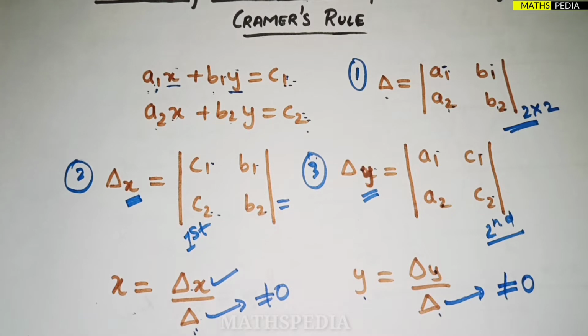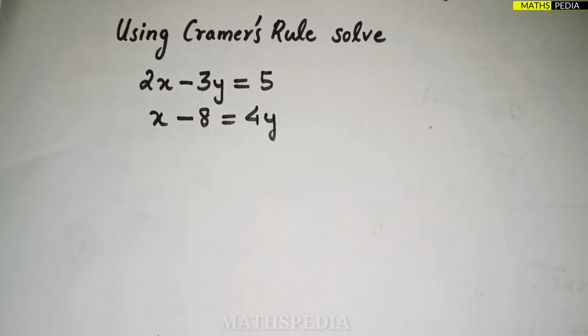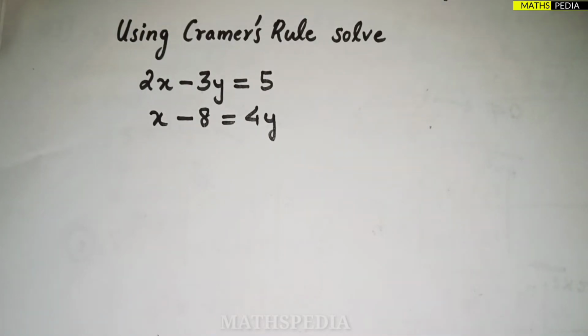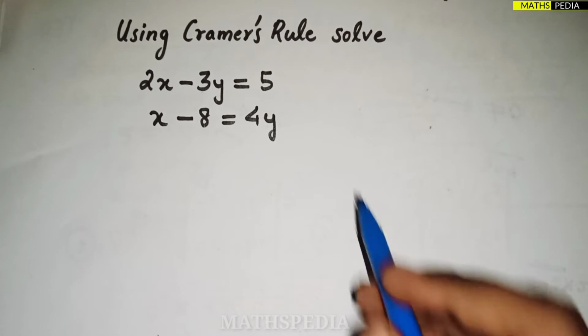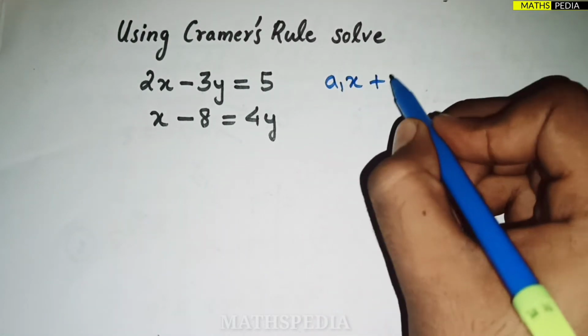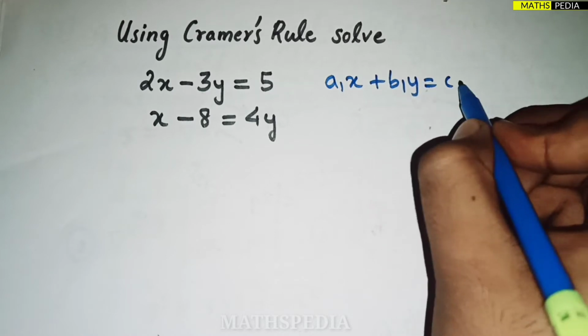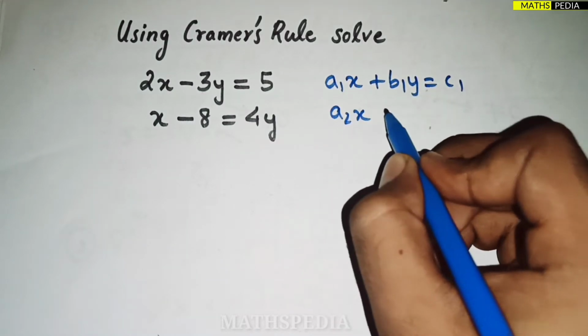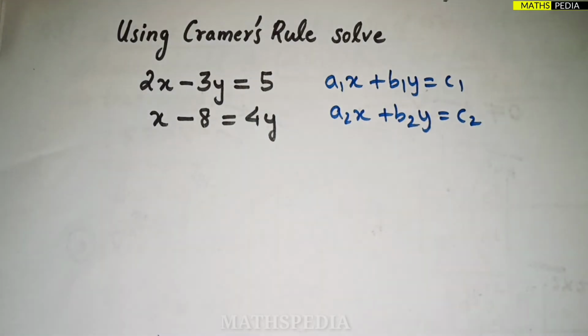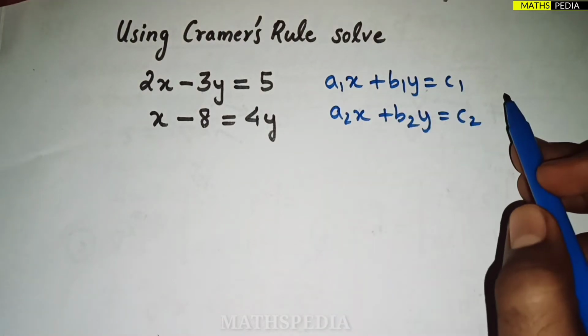Let us go and solve one problem based on two simultaneous equations. Using Cramer's rule, we have to solve these two equations. Always remember, first you have to bring them into standard form. Standard form is a1x plus b1y equals c1, a2x plus b2y equals c2. Always the constant should be on the right hand side and the variables should be on the left hand side. So this is the standard form.